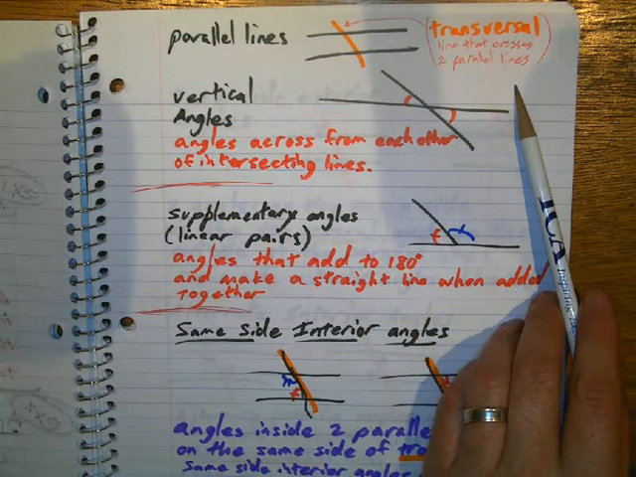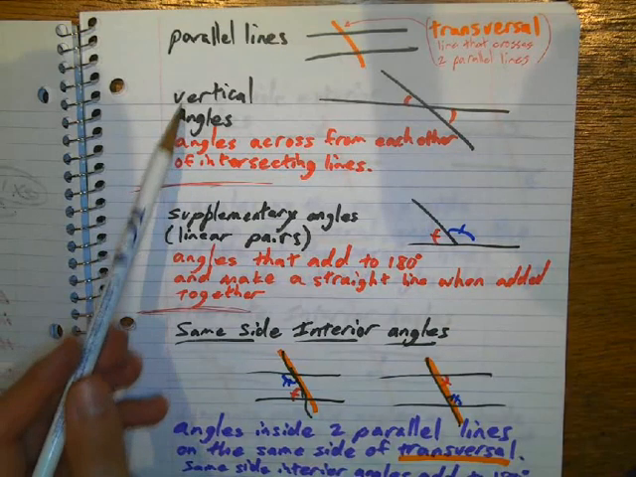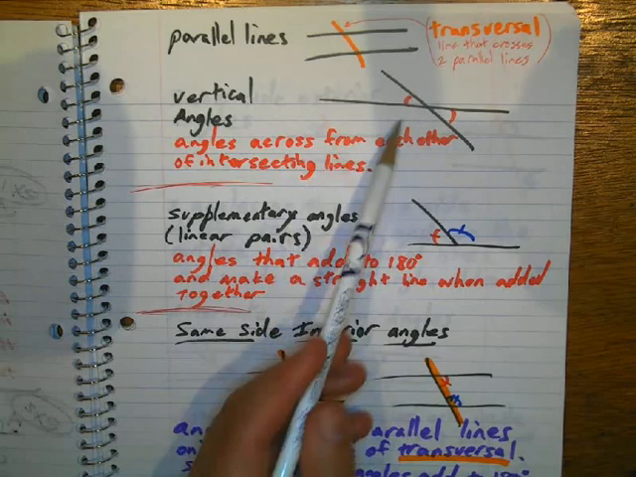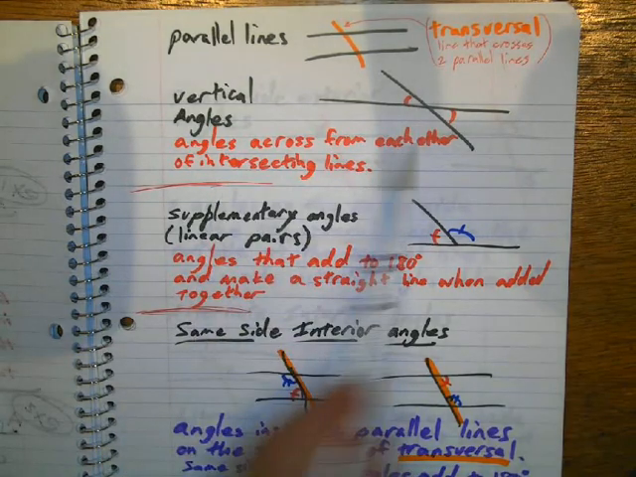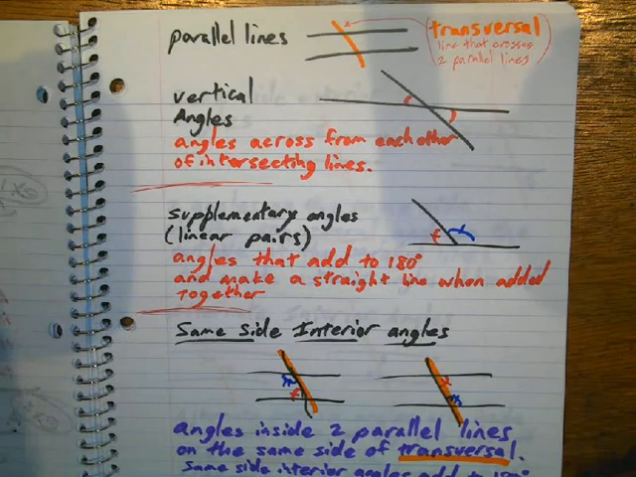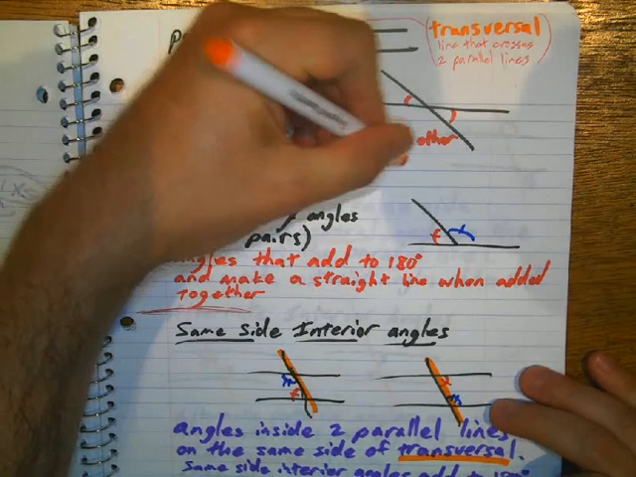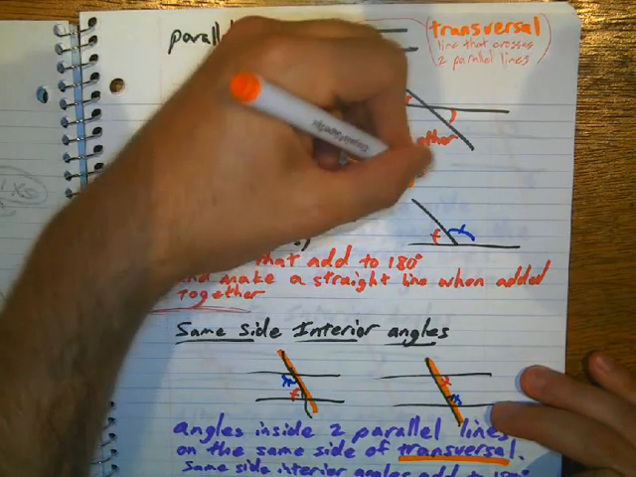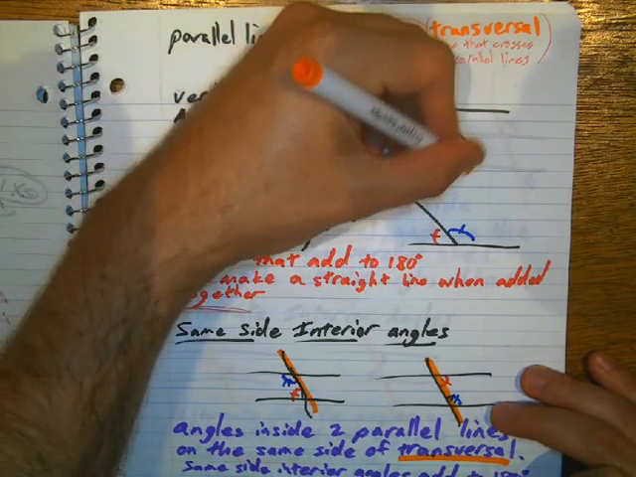Important for your notes. Vertical angles, we did this on a previous day, are when you've got two lines crossing and the angles across from each other are vertical angles. And they are always going to be congruent. Okay, that means congruent or equal, same thing.